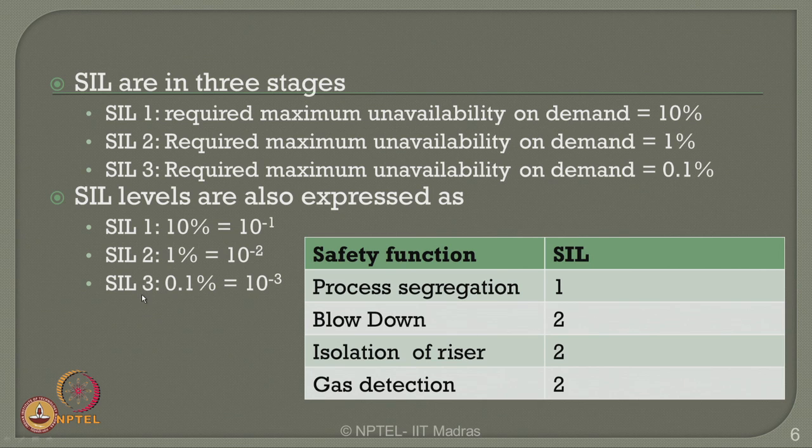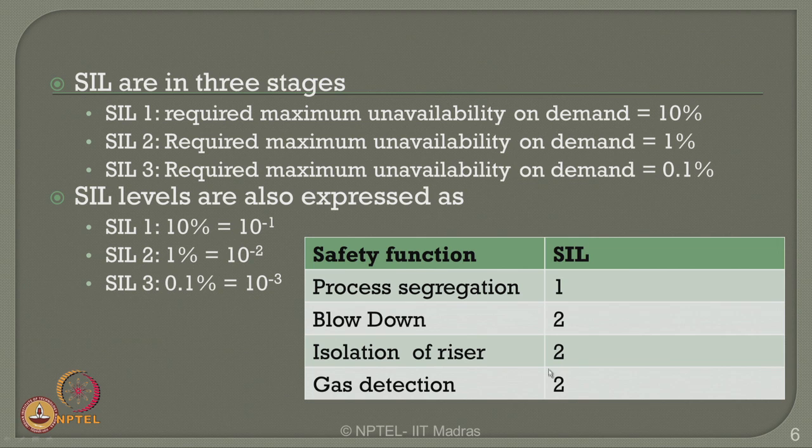Now, for your understanding, let us quickly look at the table on the right hand side. For different safety functions, SIL indicators are shown in the table, which is extracted from the Oil and Gas Industry Directive standards. Process segregation should have a safety integrity level of 1, whereas blowdown is 2, and isolation of risers and gas detection are also 2 respectively.